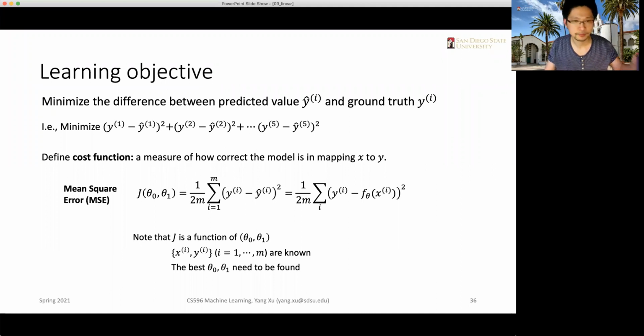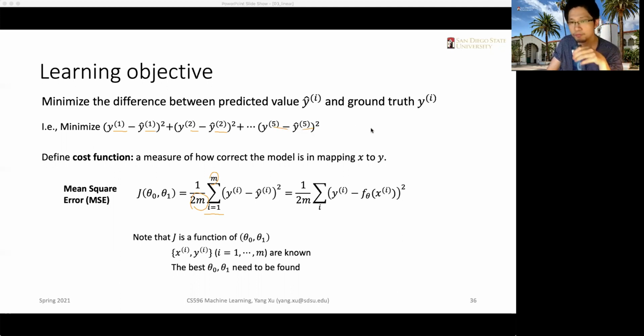What is the m again? So m is the number of data examples. This summation ranges from 1 to m, so that means we add up all the data examples. And in this case, m is actually 5 because we have 5 data points.